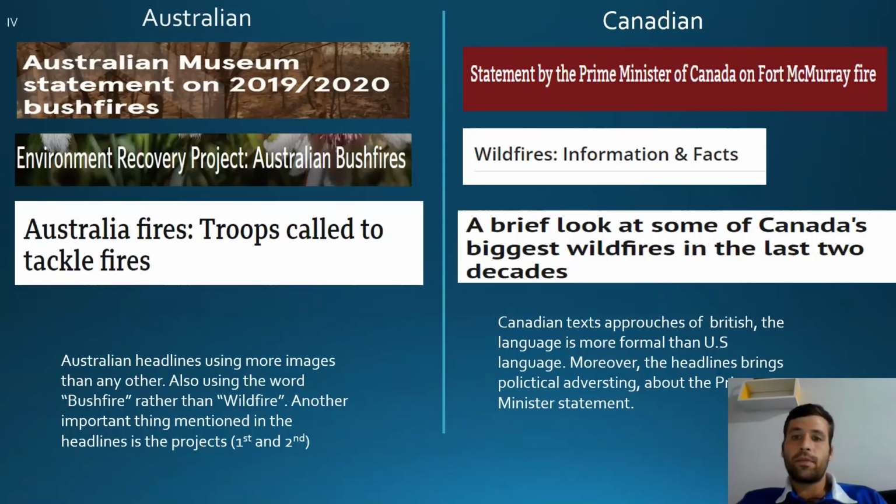In Canadian headlines, you have here the first one, "Statement by the Prime Minister of Canada on Fort McMurray fire," "Wildfire information facts." And the last one, "A brief look at some of Canada's biggest wildfires in the last two decades." Canadian text approaches the British. The language is more formal than US language. Moreover, the headlines bring political adversity about the Prime Minister's statement.